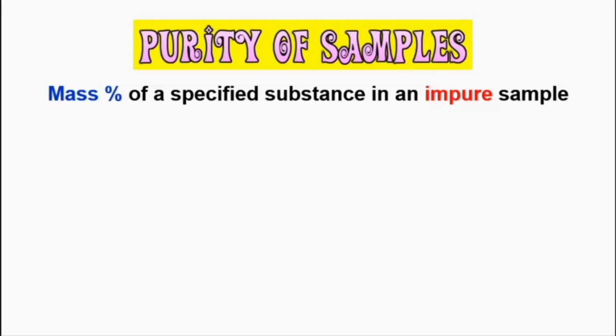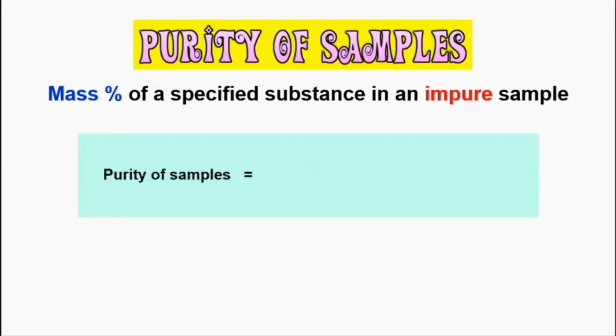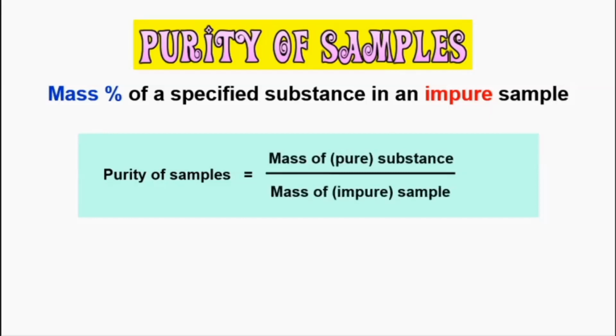To calculate this, we are going to use this formula. Purity of sample equals the mass of pure substance divided by the mass of impure sample, or the total mass of the sample, and we multiply by 100. If we use this equation, we can simply calculate the purity of samples. Remember just now I said let's say we have an impure sodium hydroxide sample. We want to know, in that impure sample, how many percent of the total mass is the percentage of pure sodium hydroxide.